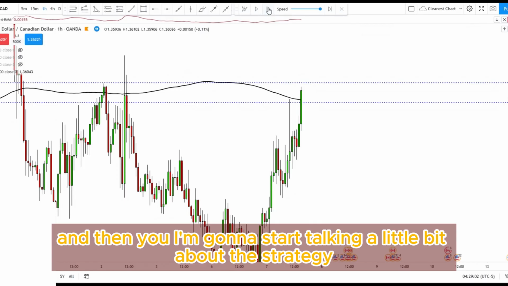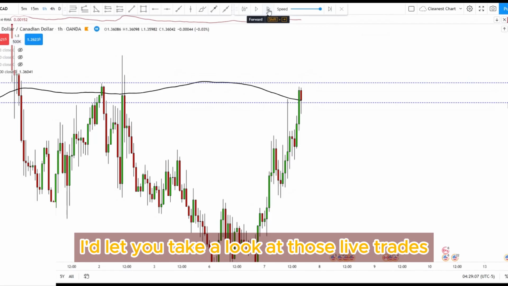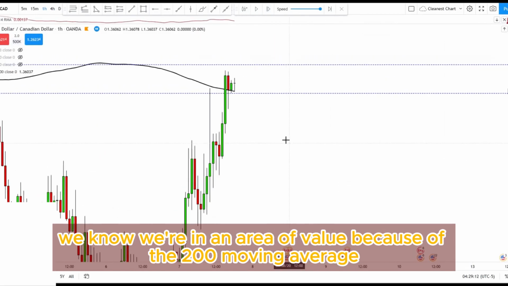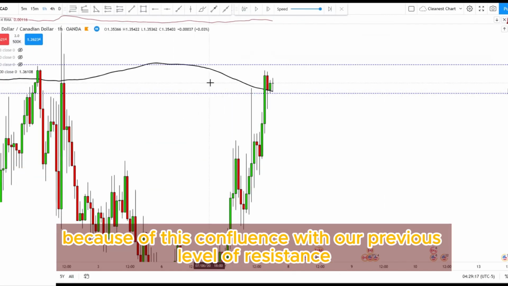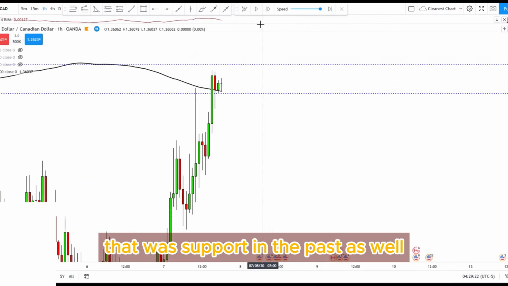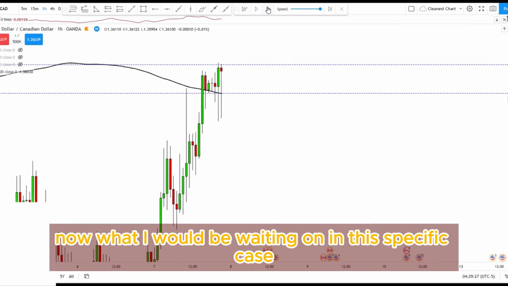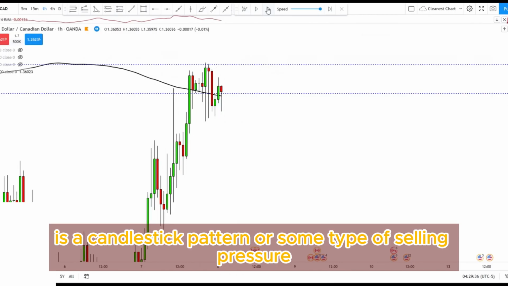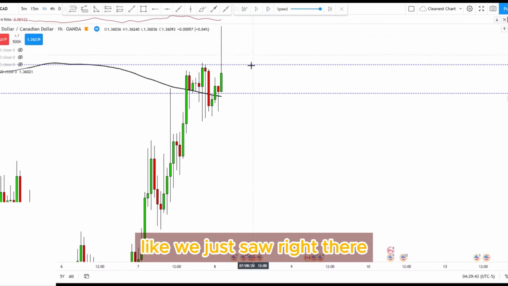And then I'm going to start talking a little bit about the strategy now. I'll go into full detail after I let you take a look at those live trades. But let's talk about the strategy a little bit right now. We know we're in an area of value because of the 200 moving average. We know we're in an area of value because of this confluence with our previous level of resistance that was support in the past as well. Now, what I would be waiting on in this specific case is a candlestick pattern or some type of selling pressure like we just saw right there in order to enter the market.